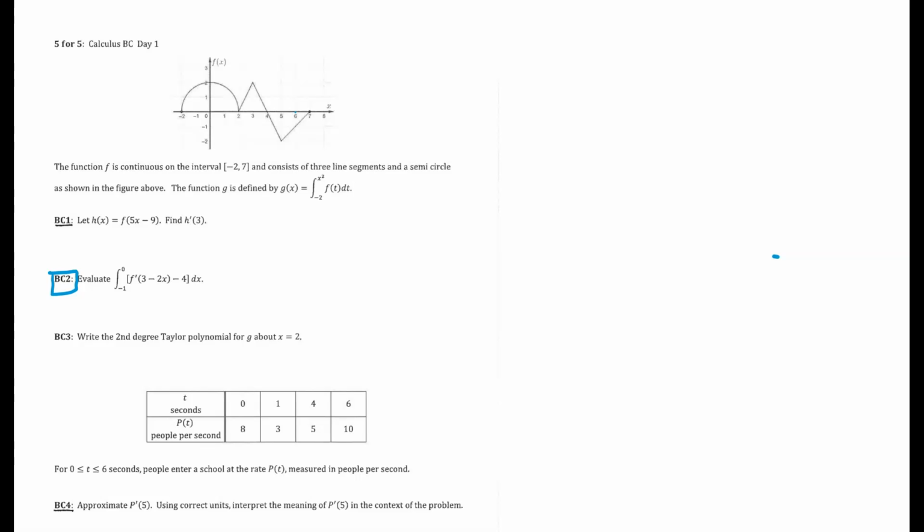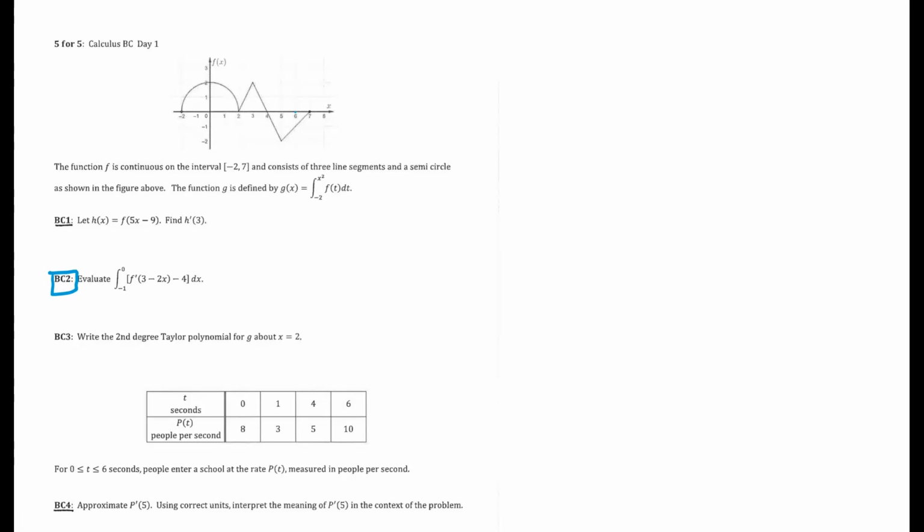Okay, we're going to take a look at the problems that are applicable toward integration and what we've been doing since the last test. First problem we're going to look at is BC2, which is obviously a definite integral. The important part about this is being able to see that it's a U sub, first of all. Second of all is being able to evaluate it using the graph above.